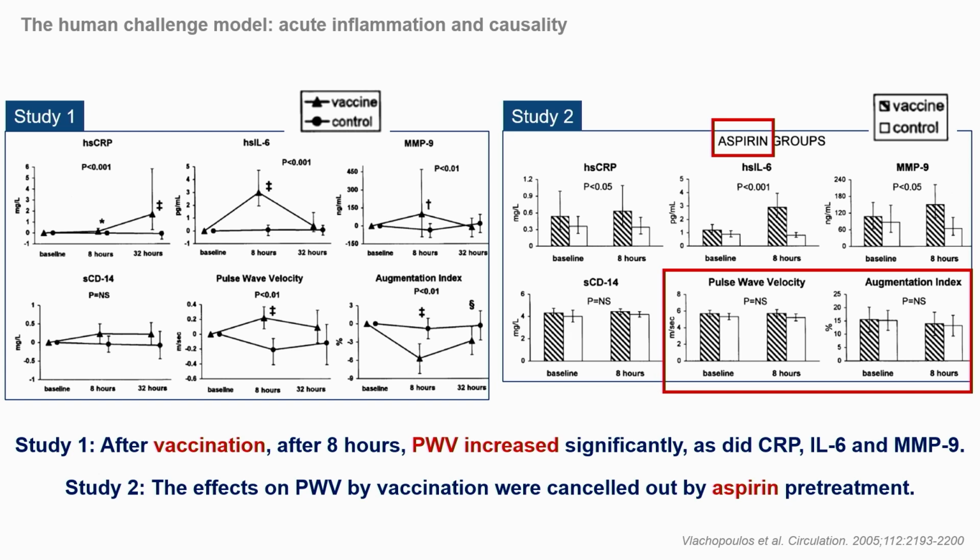In the second study, these were the patients who received aspirin before taking the vaccinations or the placebo controls. The effects of vaccination on pulse wave velocity were relatively cancelled out by the aspirin treatment, so pulse wave velocity was not different between the vaccination and the control groups. But it is interesting that the inflammatory markers did still increase in the vaccination groups.